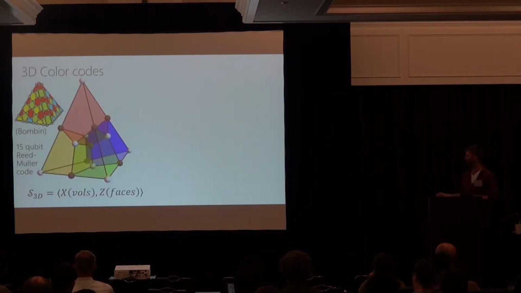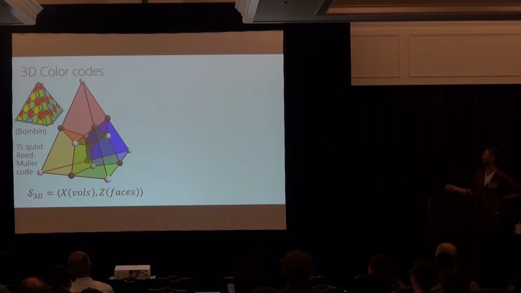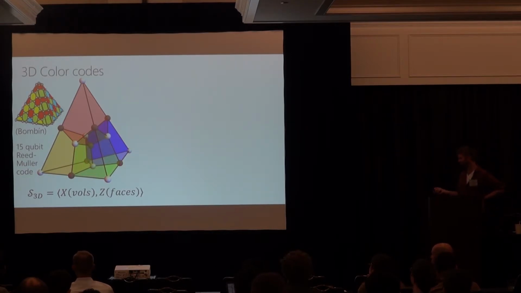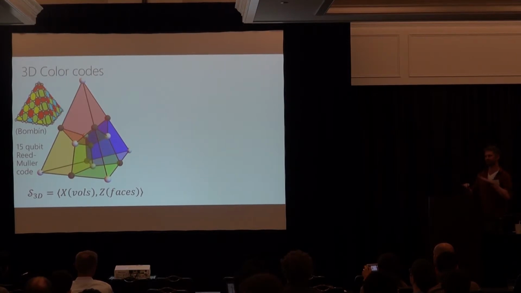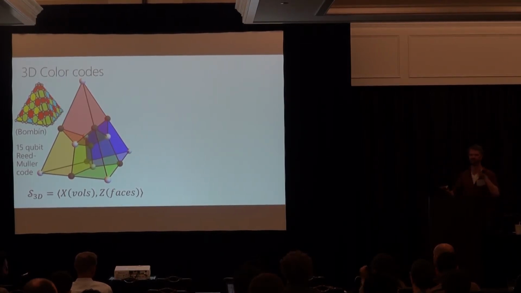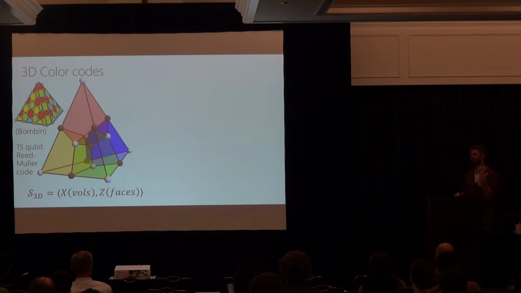Okay, so 3D color codes. Sorry, I know there's a lot of just telling you things. The 3D color codes are similar to the 2D color codes in some sense. So here I've drawn the 15-qubit Reed-Muller code in big. It should be a little bit more familiar to people, even if you haven't seen too much of 3D color codes. But the idea is that instead of having stabilizers being defined as X and Z on faces, you now have X on volumes of the lattice and Z on faces still.